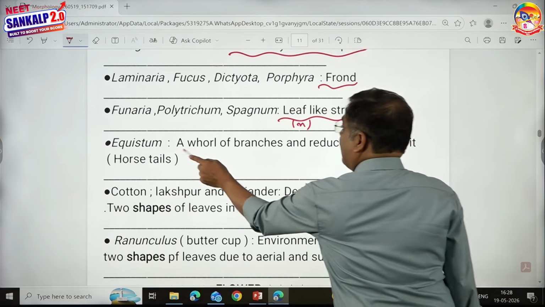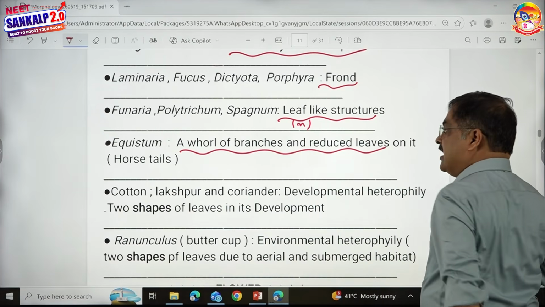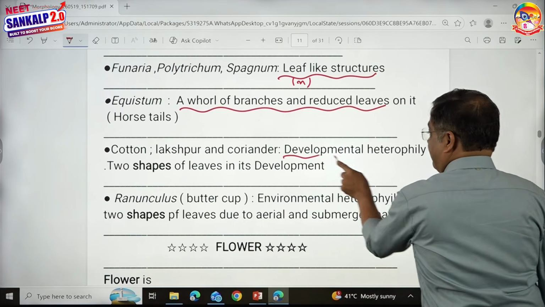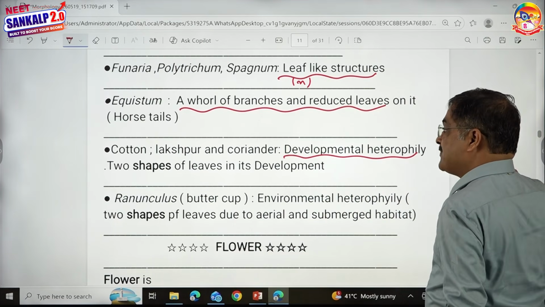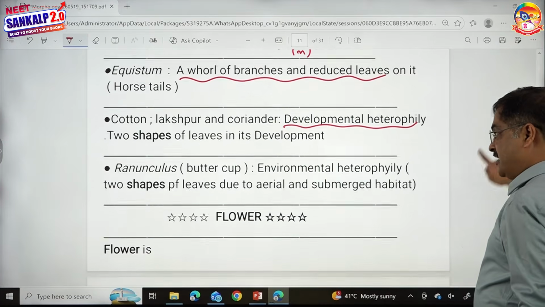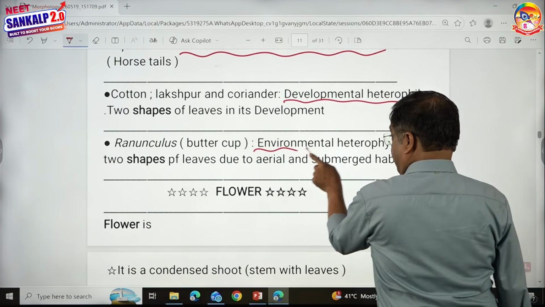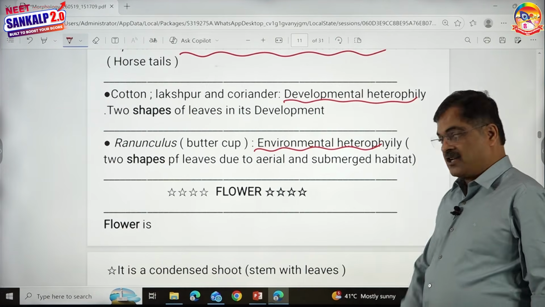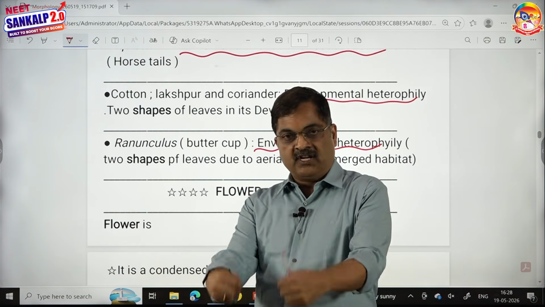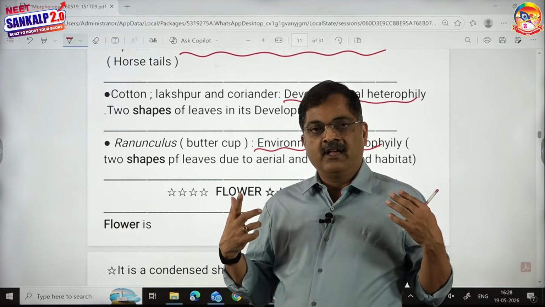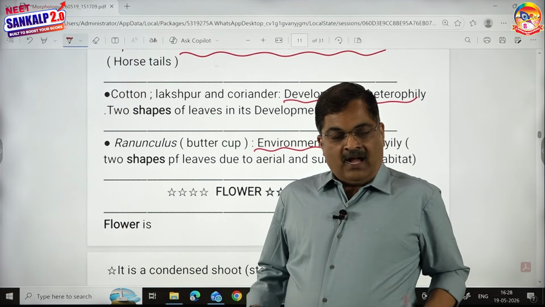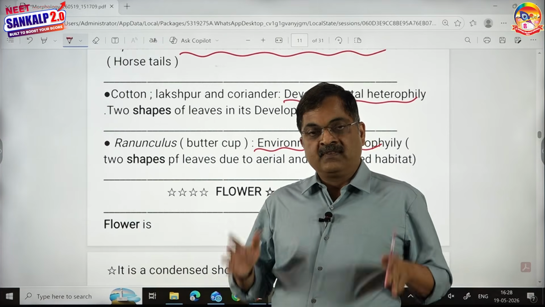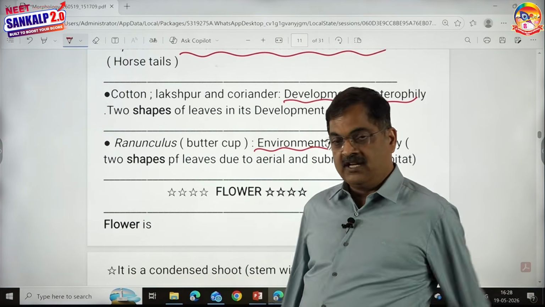Equisetum has a whorl of branches and reduced leaves on it. Cotton, larkspur and coriander show developmental heterophylly, two shapes of leaves in their development. Ranunculus shows environmental heterophylly, two shapes of leaves due to aerial and submerged habitat. Submerged leaves are dissected, aerial leaves are normal. I hope that you understood the entire vegetative morphology in the best possible manner, isn't it?